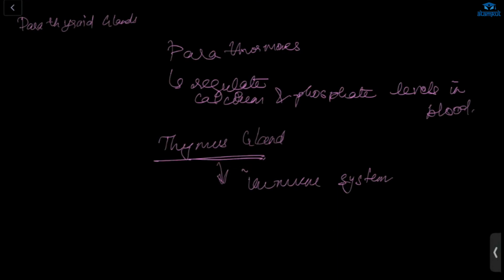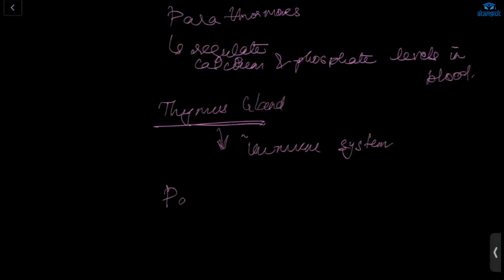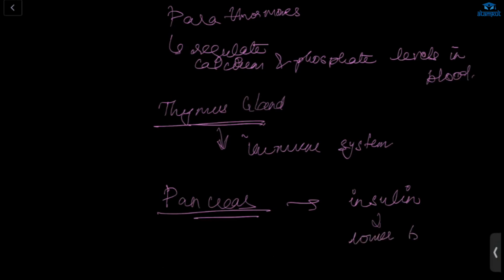Okay. Next, we have pancreas. What is the work of pancreas? Which hormone does it secrete? It secretes insulin. Correct, insulin. And what is the work of insulin? It regulates the amount of sugar in the blood. Yes, it lowers the blood sugar.